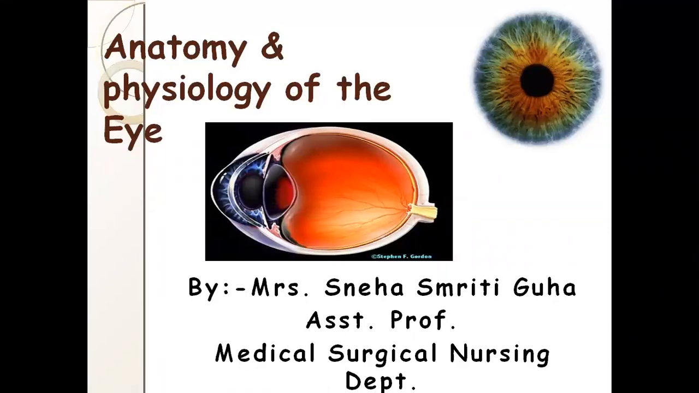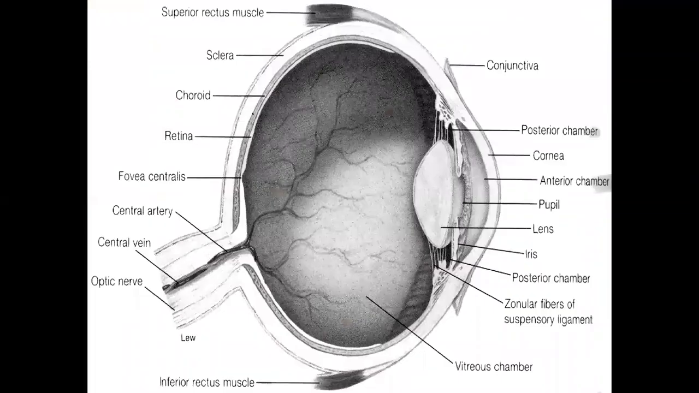So before discussing the disease, we have to know the anatomy and physiology of the eye. We will just review it. Here you will see the picture of the eye. In this you will see the conjunctiva, the cornea, the anterior chamber, the posterior chamber, the pupil, the lens, and the iris.